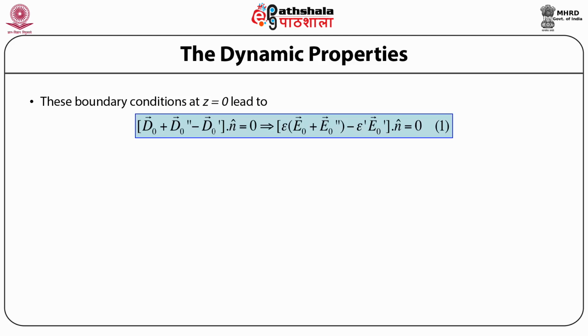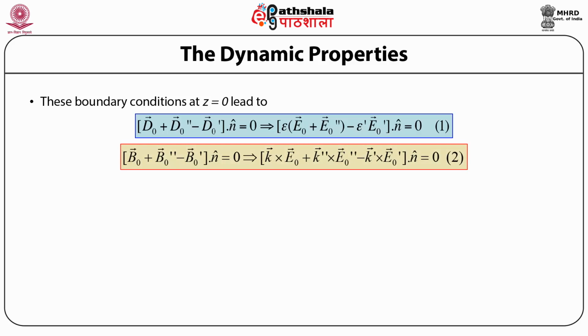Similarly, writing down mathematically that the normal component of the magnetic field induction vector is continuous, we can write down bracket open the amplitude of the magnetic field induction vector of the incident wave plus the amplitude of the magnetic field induction vector of the reflected wave minus the amplitude of the magnetic field induction vector of the refracted wave bracket close dot product with the unit vector n cap is equal to 0.